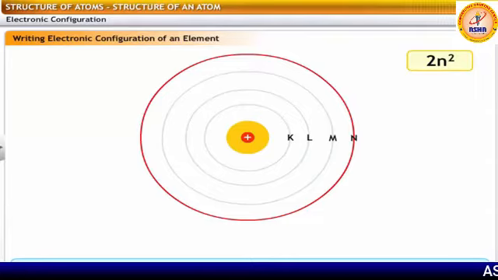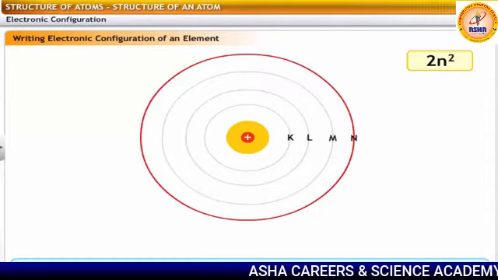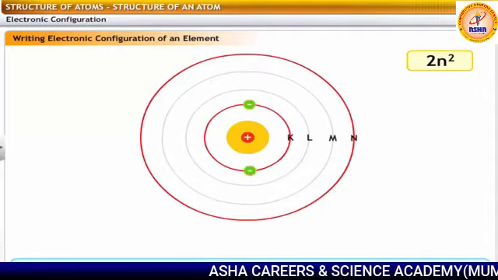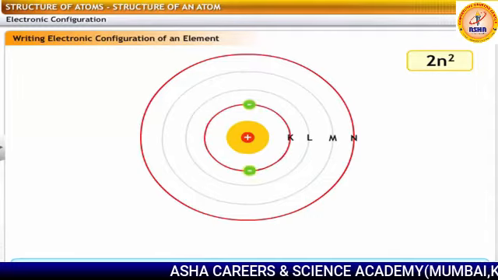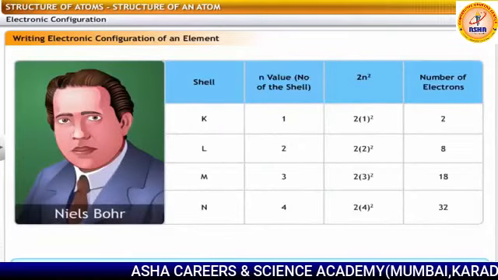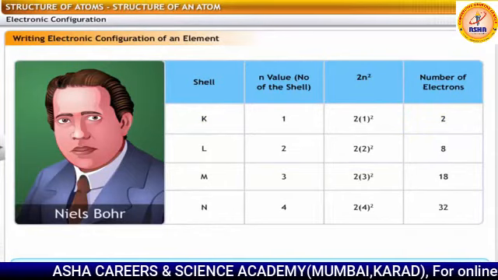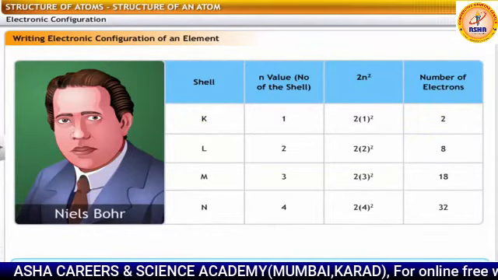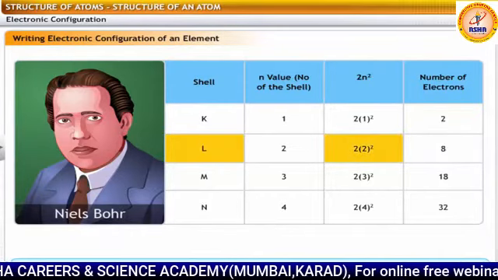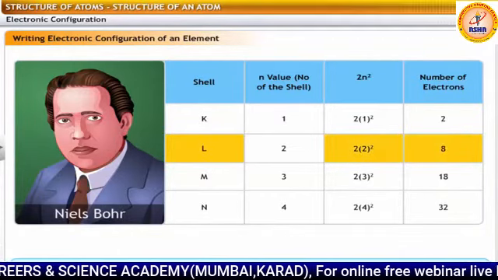For example, for the first energy level, n equals 1. According to the formula, 2 multiplied by 1 to the power of 2 equals 2. So, the maximum number of electrons present in the first energy level is 2. According to Bohr's model of an atom, the first energy level K can have 2 electrons. The maximum number of electrons which can be accommodated in shell L is 2 multiplied by 2 to the power of 2, equal to 8.